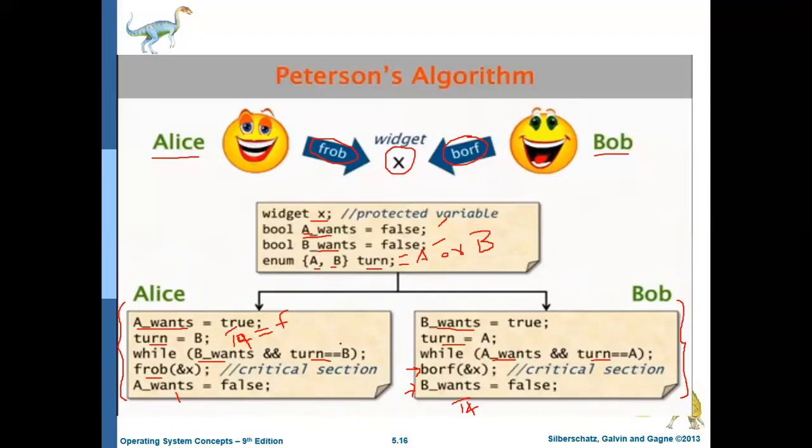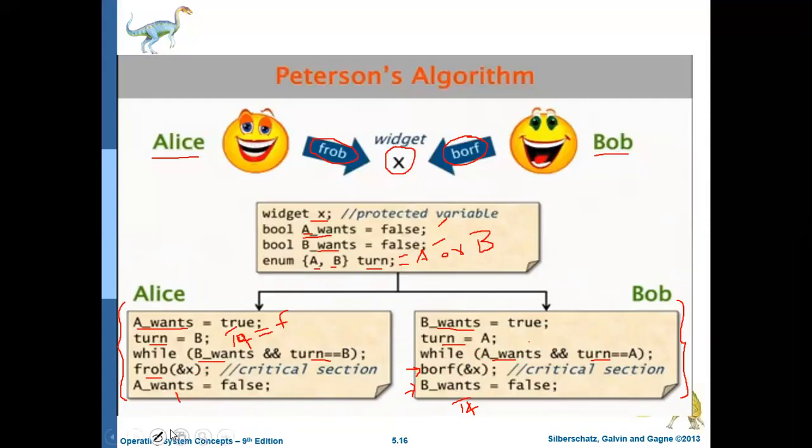If A wants is also true, then Bob will wait until A completes the critical section. Once A completes the critical section, A will make A wants as false. So then this while loop will fail, and Bob will enter the critical section and perform the operation on X on that particular shared variable. While coming out, Bob will make B wants as false. Okay, so this is how this algorithm works.